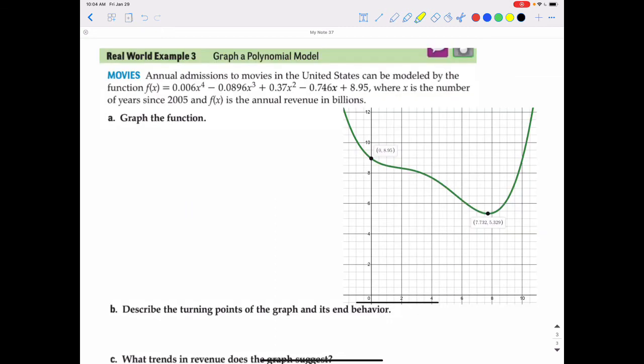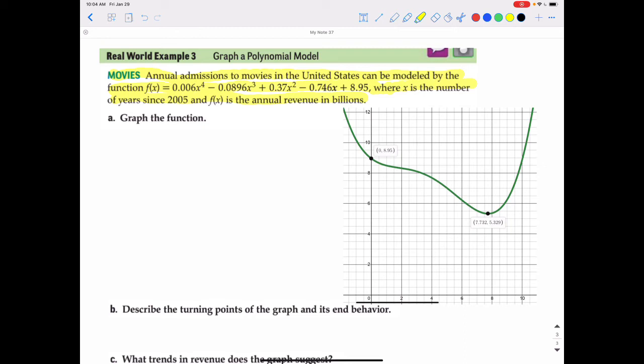Finally, let's do a real-world example. Movies. Annual admissions to movies in the United States can be modeled by the function f of x equals, and then it tells you what the function is with lots of decimals in there because the real world can be complicated, where x is the number of years since 2005 and f of x is the annual revenue in billions of dollars. First, part A is to graph the function, which I have already done using Desmos, as you can see on the graph to the right.